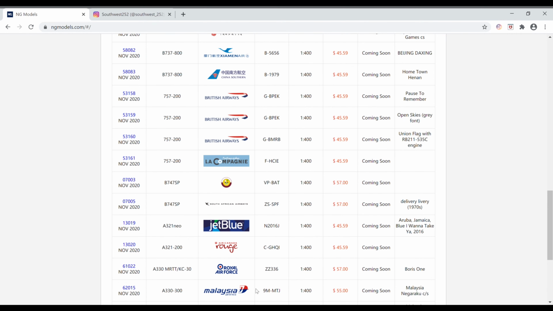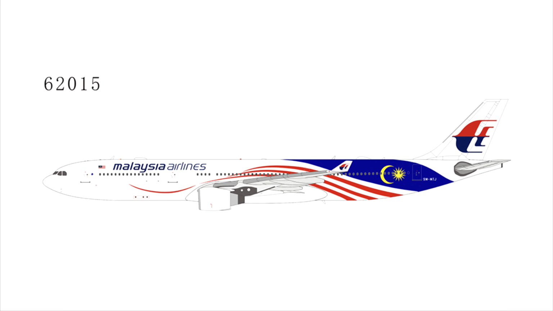Next up, we have the Malaysia Airlines Airbus A330-300. The registration is 9-Mike-Mike-Tango-Juliet. It is $55. This is in the Malaysia Negaraku color scheme, and the item number is 62015. Ooh, and I do see they have a different type of engine for the A330 now. So hopefully we'll be getting a lot more.